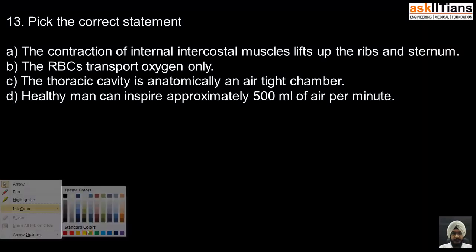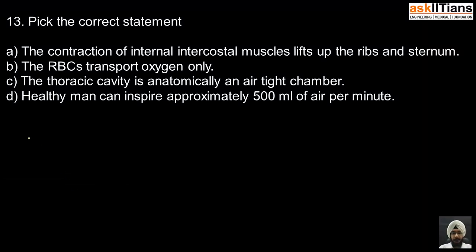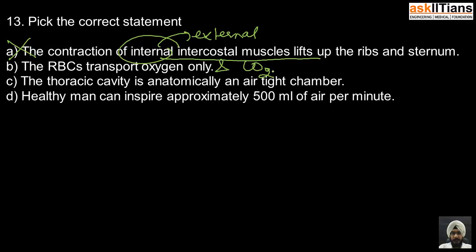The next question says: pick the correct statement. So let's go through each statement. The first says the contraction of internal intercostal muscles lifts up the ribs and sternum. This option is not correct, because it is the external intercostal muscles that lift the ribs up, not the internal. So this is an incorrect option. Next, it says the RBCs transport oxygen only, which is incorrect because they also carry some percentage of carbon dioxide. So this is also an incorrect statement. The next option is that the thoracic cavity is anatomically an airtight chamber. So this option is correct.